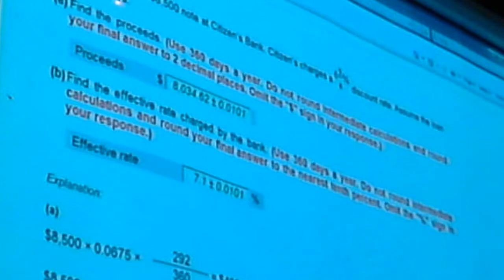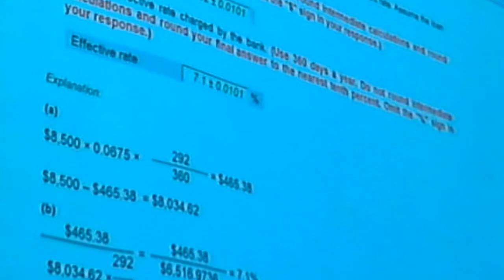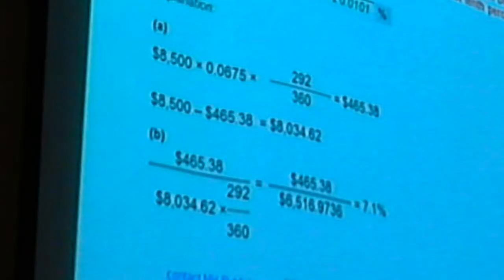And then the loan is for 292 days. Very simply, put 292 over 360. It tells you right here, use 360. So, principal rate time, there's your interest. What is always the second step in chapter 11? Subtract the interest from the principal up front, and this is the proceeds. With me so far? So far we've got the interest, we use that to get the proceeds.